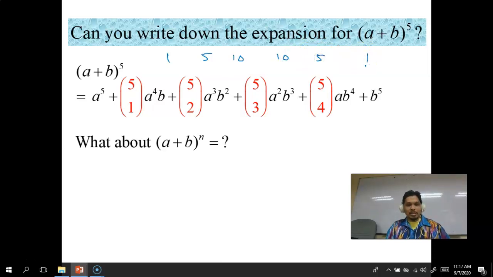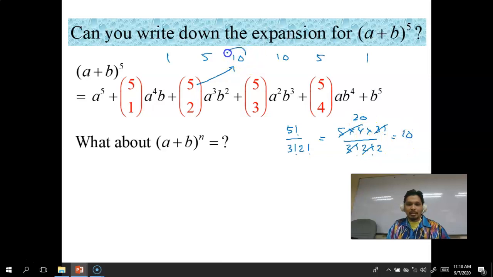Okay, so class, therefore, if I give you one example here, 5C2, we are referring to this 10. 5 factorial divided by (5 minus 2) equal to 3 factorial, and 2 factorial. So it's 5 times 4 times 3 factorial divided by 3 factorial, 2 factorial. 5 times 4 equal to 20, and 2 factorial is 2 times 1, which is equal to 2. So 20 divided by 2 equal to 10. This is it.